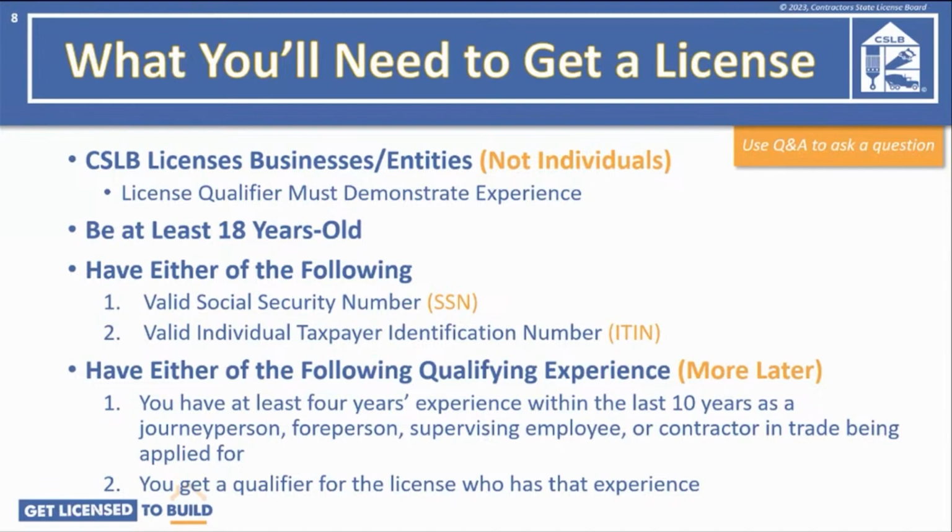Here's the short list of minimum qualifications you will need. You must be at least 18 years of age. You must have either a valid Social Security number or valid Individual Taxpayer Identification Number, or ITIN. You can qualify the license in one of two ways. First, you can qualify the license by having at least 4 years experience within the last 10 years as a journey person, foreperson, supervising employee, or contractor in the trade being applied for. Or you can also get a qualifier for the license who has that required experience.